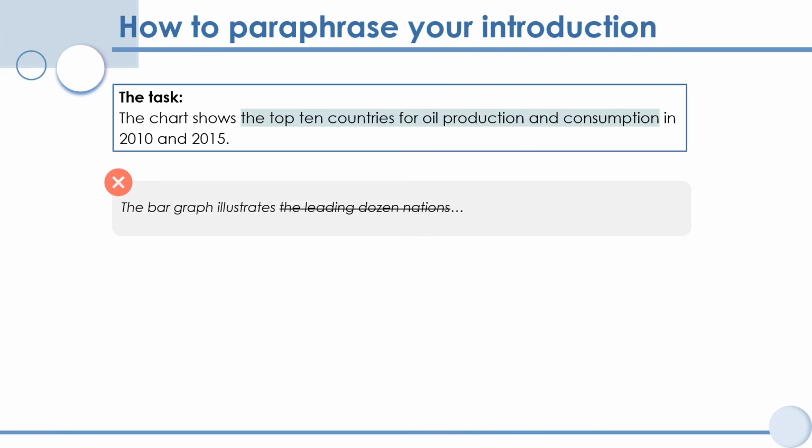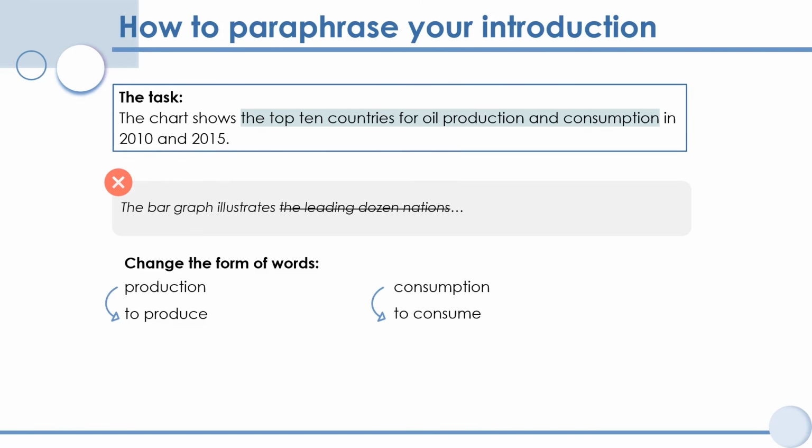You won't be able to find synonyms with exactly the same meaning for each word, and it's very important to keep your language precise. Instead, you could look at the main words and see how you could change the form of those words.